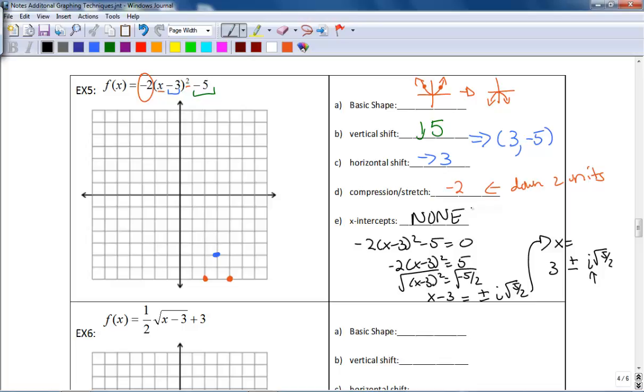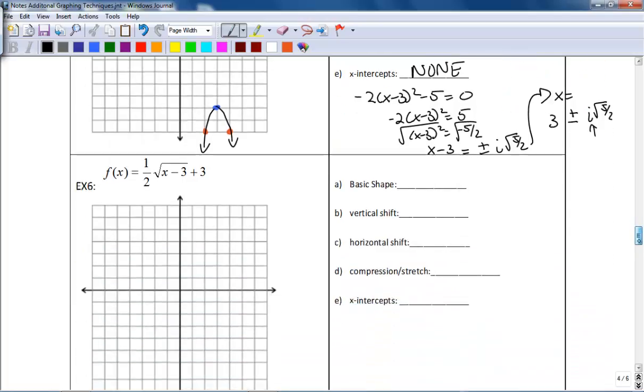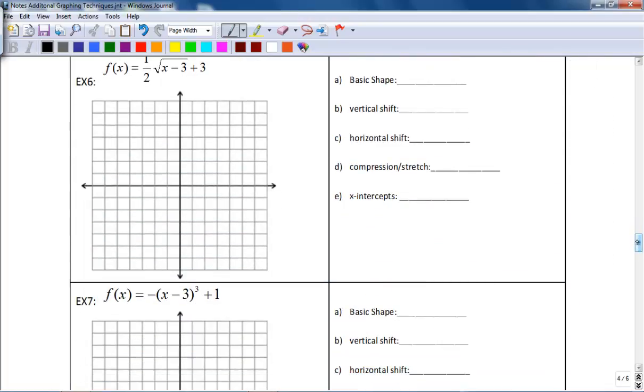Just finish off. Make sure you have the same basic shape as your parabola. You do. And you're all done. Makes sense I don't have x-intercepts because I don't cross the x-axis. Alright, example 6. Let's finally look at something a little different.